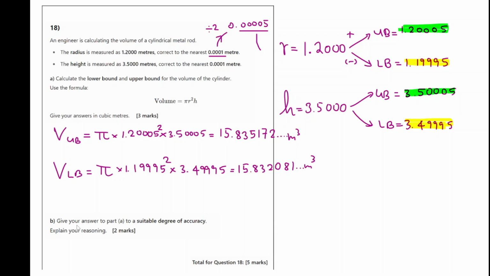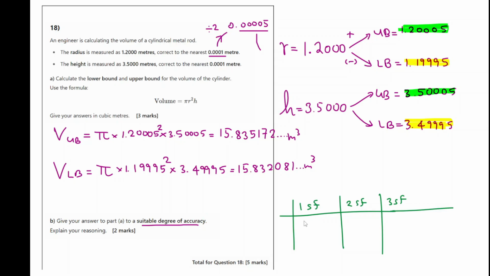Give your answer to part A to a suitable degree of accuracy. Now, this is an important thing. Many students struggle with this. Sometimes I've seen this, so pay very strict attention to this one. So we are going to round this to one significant figure first, then two significant figures, then three significant figures, like that.